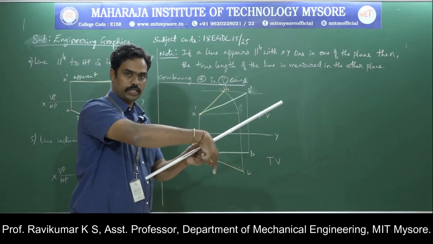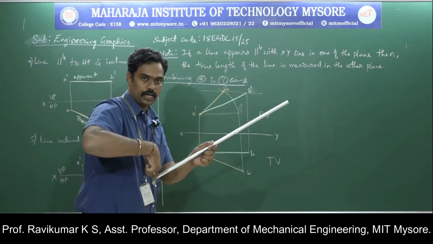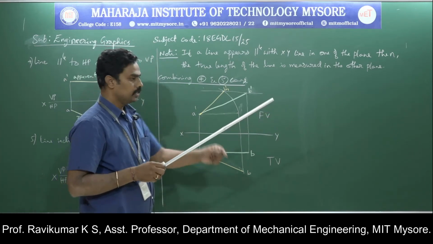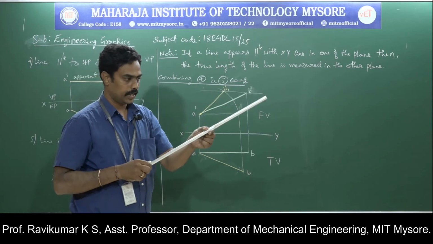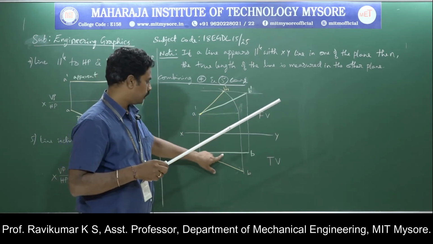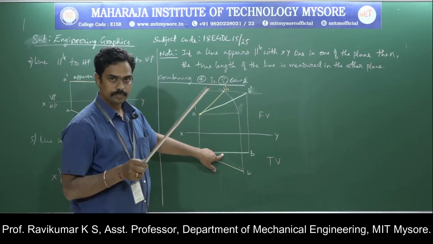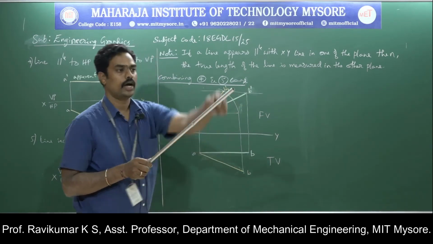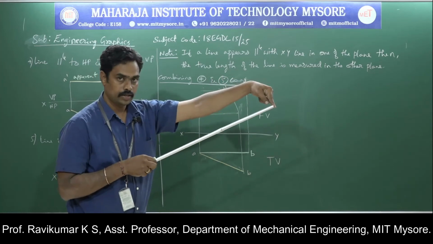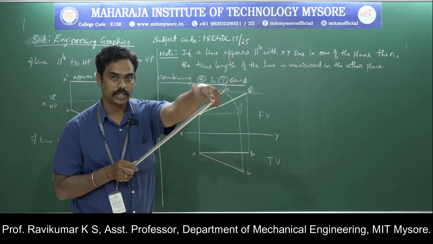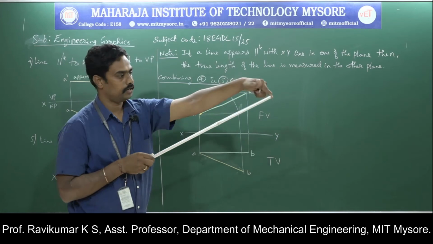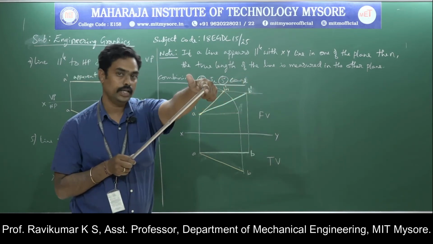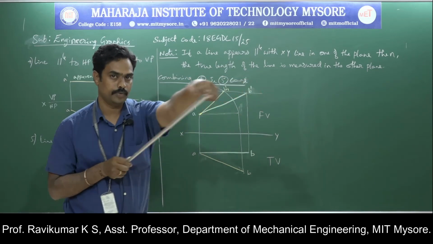Since it is not parallel to HP, in the top view it appears parallel to the XY line. Okay, so I have just taken off the inclination like this and made it parallel. If I want this particular condition, again I need to rotate this. I am rotating it to make it parallel and again rotating back to make it inclined. Rotating it to make it parallel to VP and rotating it to make it inclined to VP. That is what I am doing.